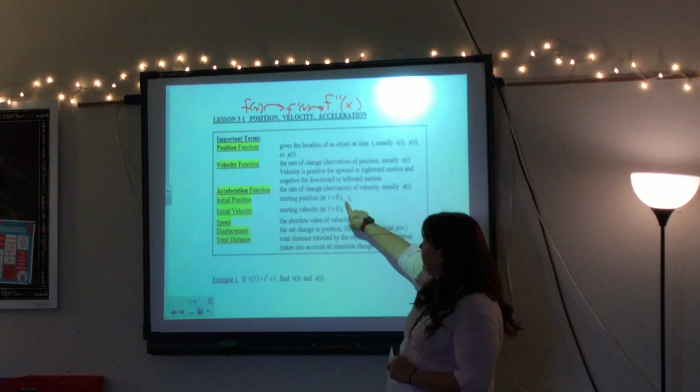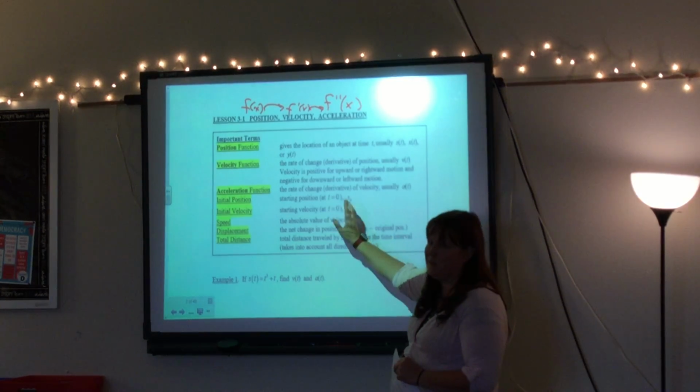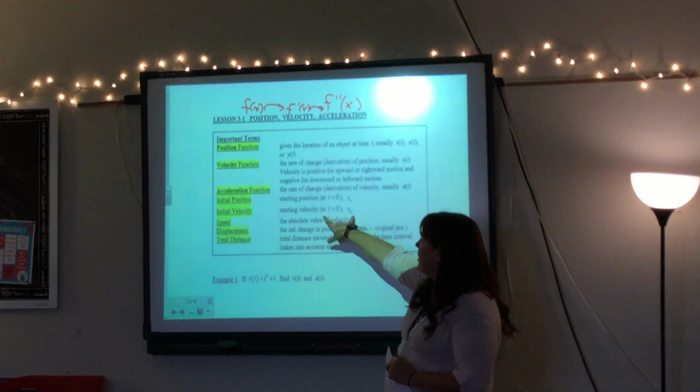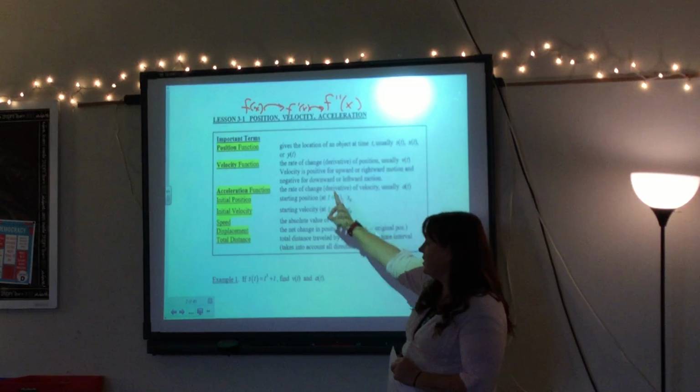Sometimes we'll use this notation, s naught, or s of 0. That little 0, have you guys seen that before where you use that? We call it f naught sometimes. Starting velocity would be when we put t equals 0 into our velocity function.